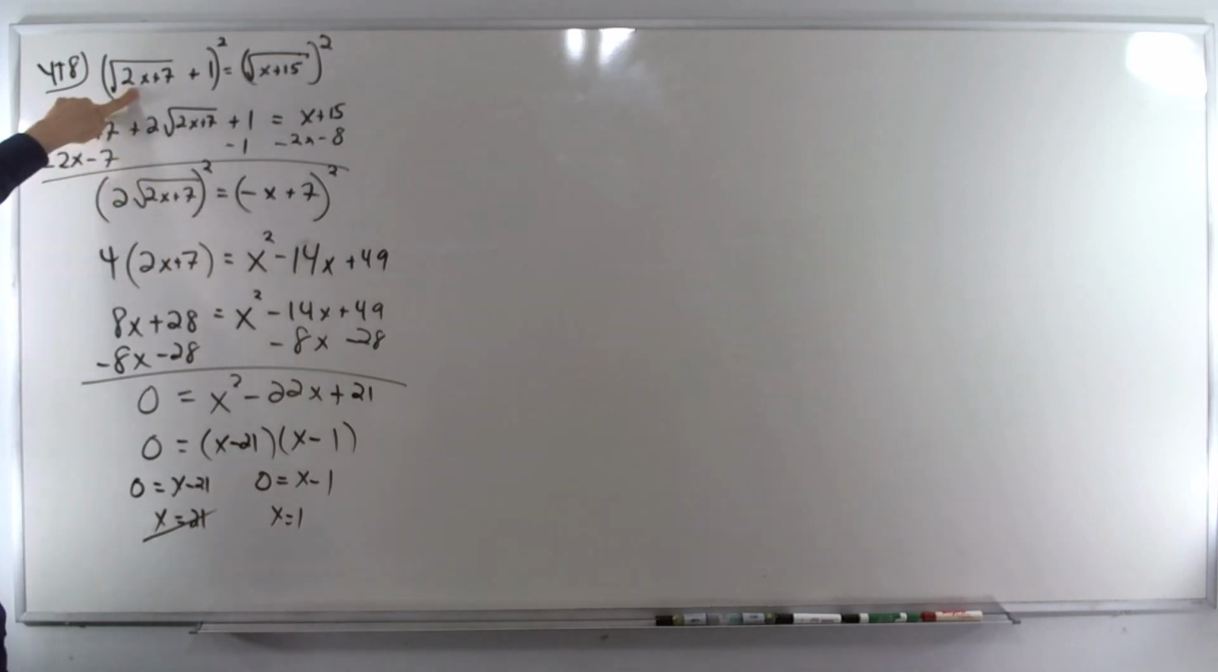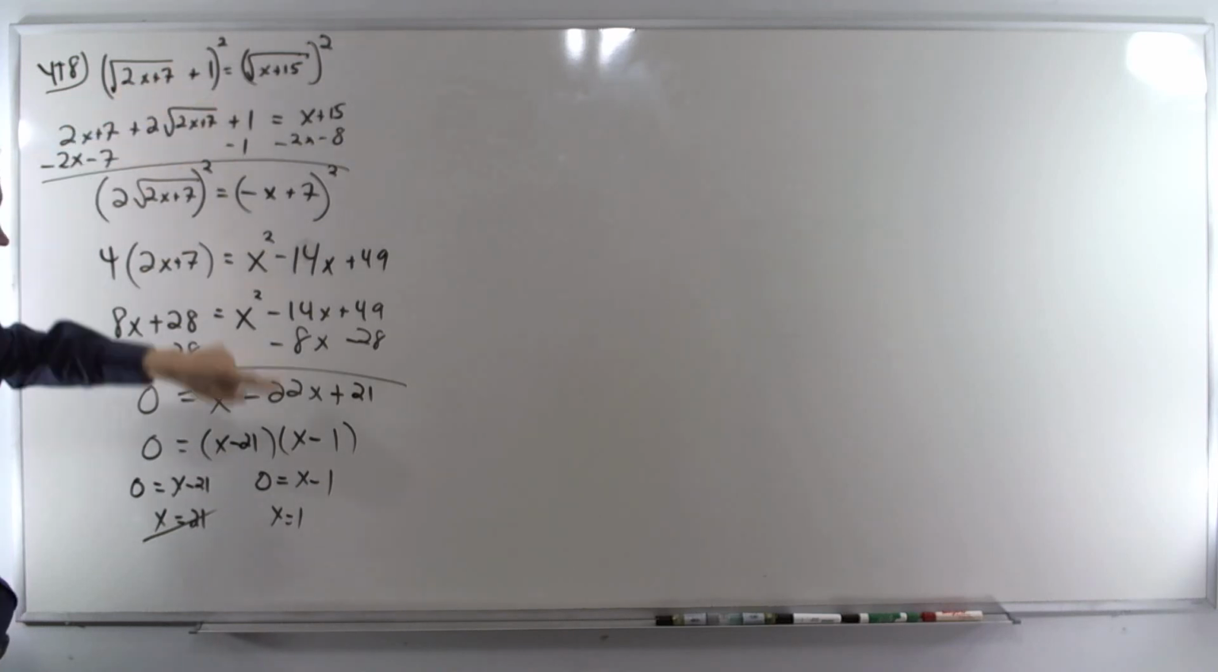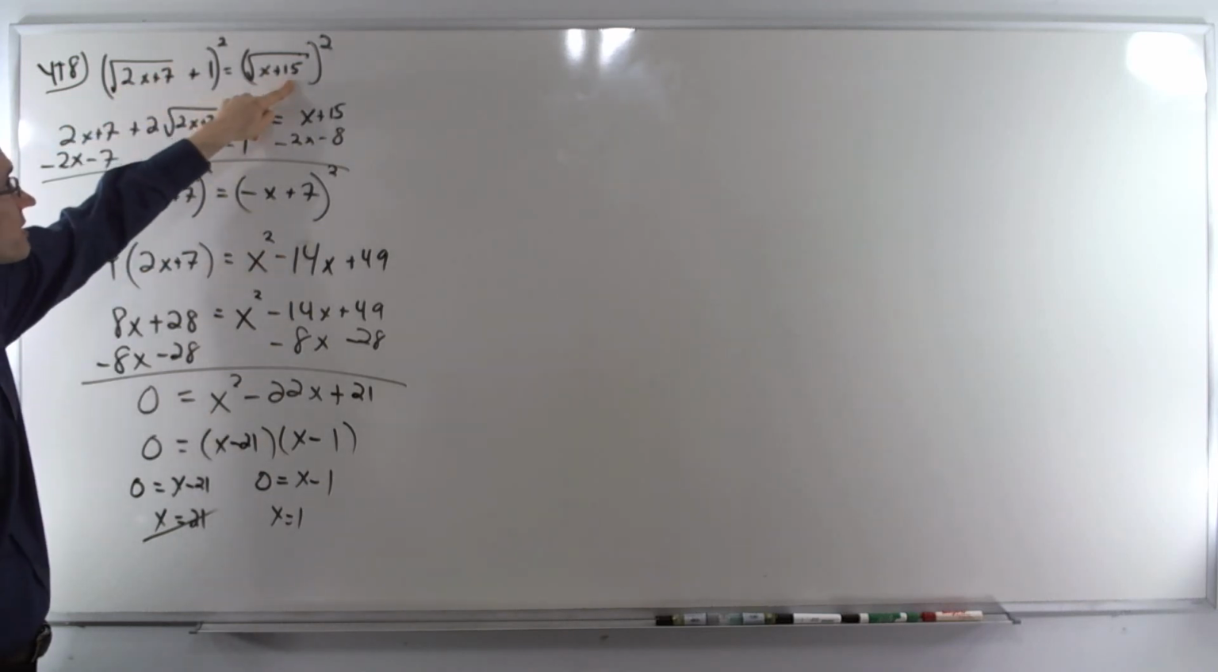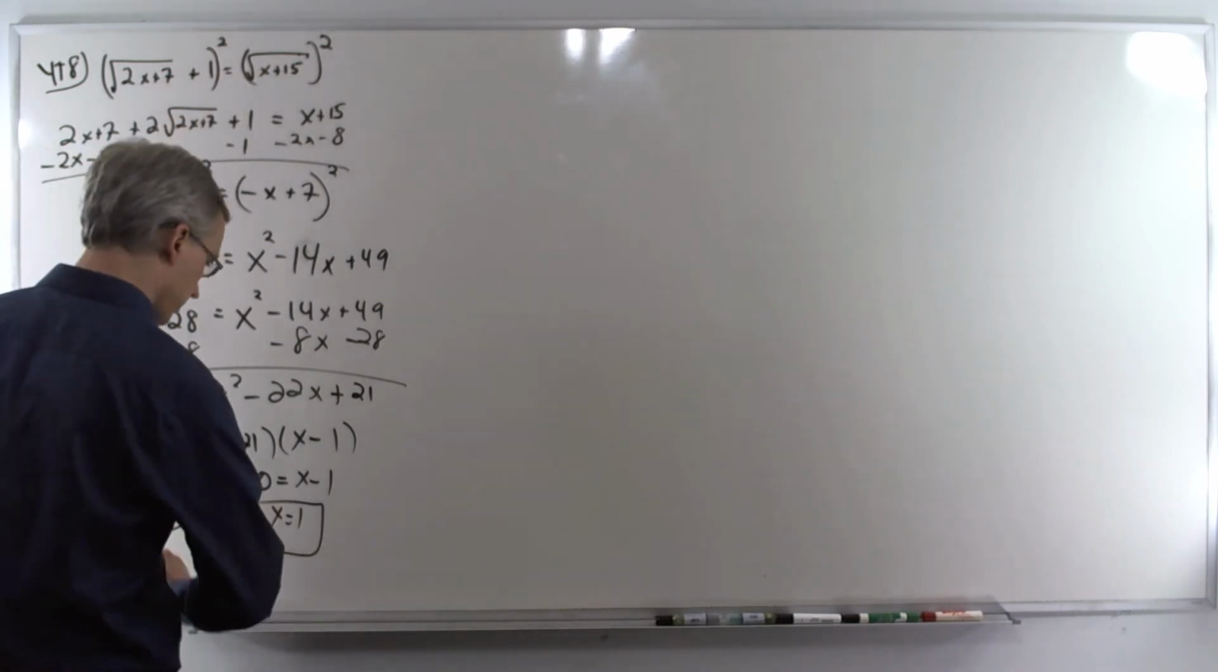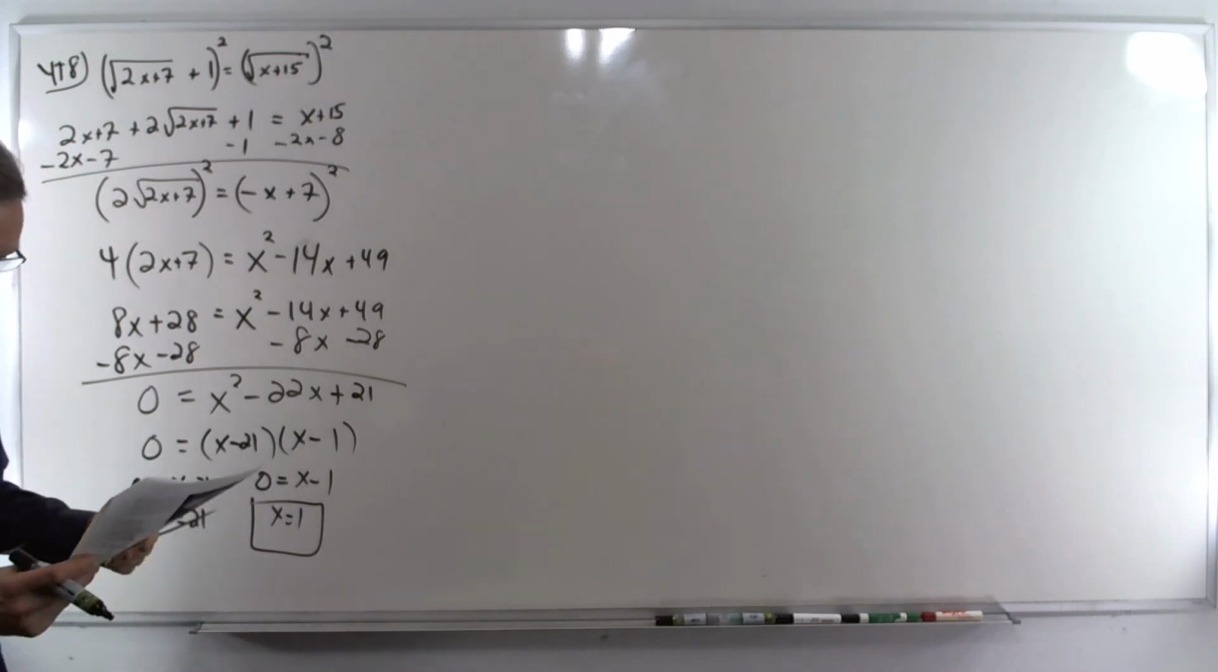Now let's plug in 1. Take 1, plug it in here. 2 plus 7 is 9. Square root of 9 is 3. 3 plus 1 is 4. Over here, 1 plus 15 is 16. Square root of 16 is 4. So 1 works. X equals 1 is the only solution.